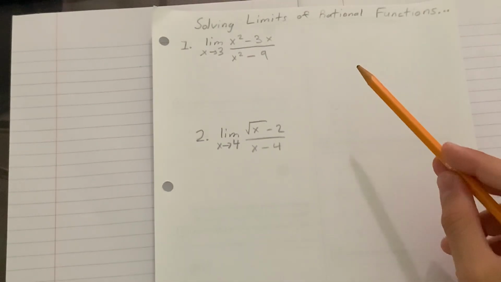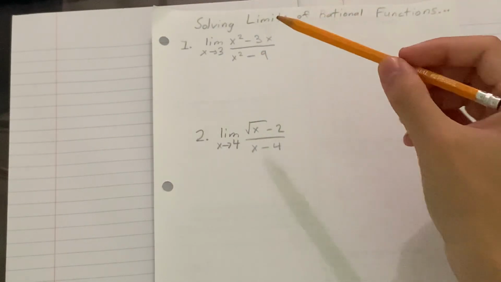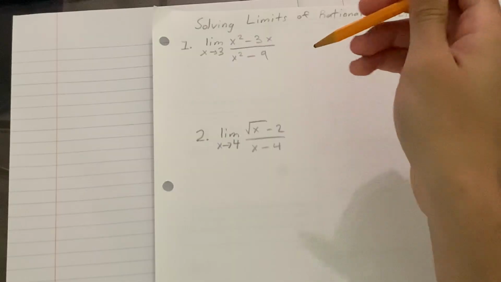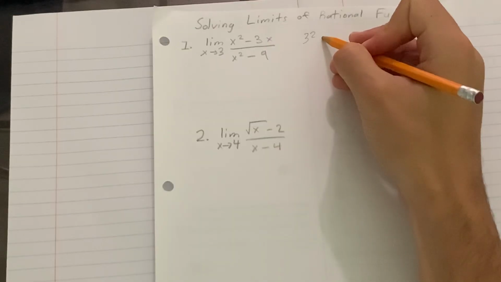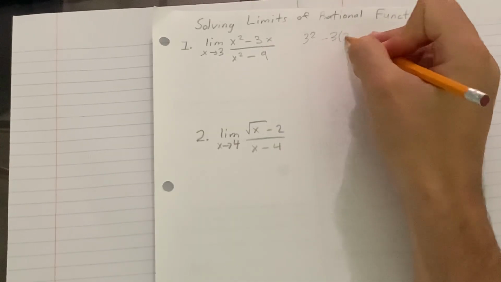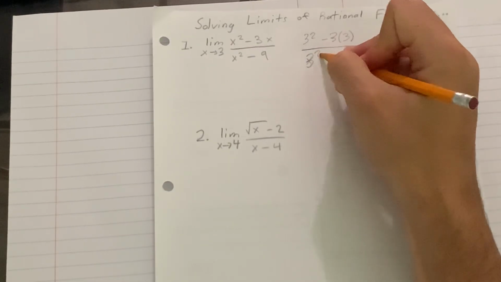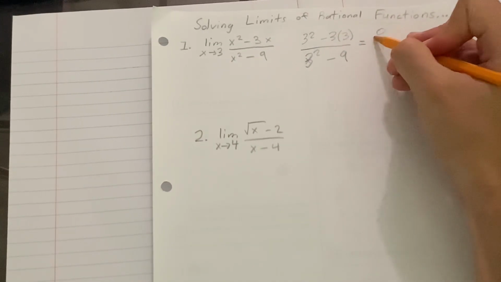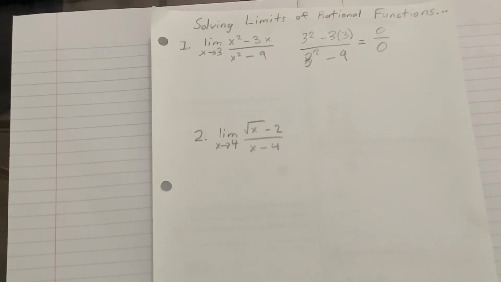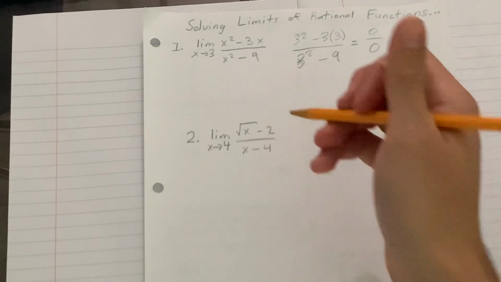So this is how you solve limits of rational functions. So this is the first one. First we can try by substituting. So we can do 3 squared minus 3 like that. And then x squared would be 3 and then minus 9. And then this is going to equal 0 over 0. So that means that we have to simplify this to find the answer.